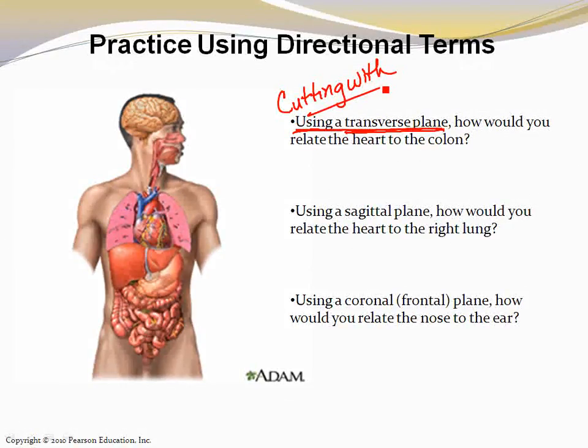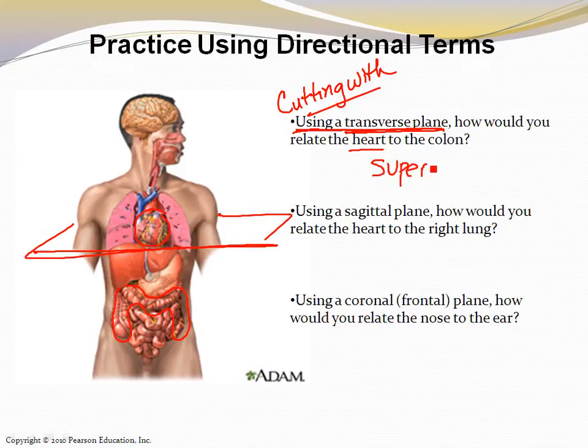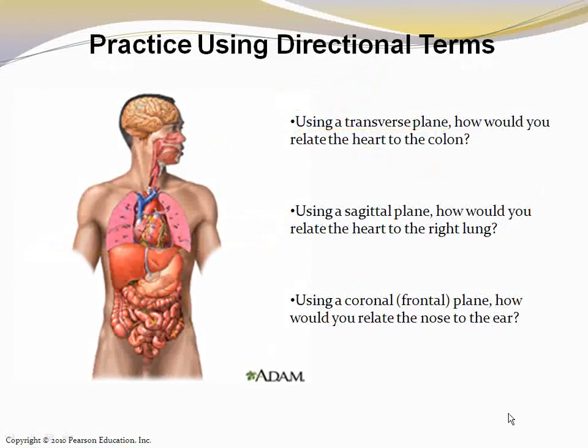Okay, so a transverse plane, that's our horizontal section like this, that's cut through the body. How would you relate the heart to the colon? Transverse plane divides the body into a top half and a bottom half. So we would say that the heart is, here's our colon down here, so you would say that the heart is superior to the colon. Okay? Then what about the second? When using a sagittal plane, how would you relate the heart to the right lung?